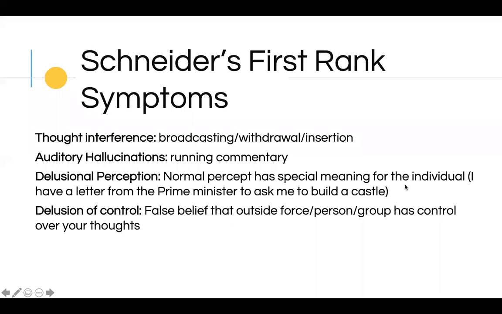So a false belief that an outside force has control over your thoughts. Delusional perception, so what have I put here? I have a letter from the Prime Minister to ask me to build a castle. So they think that they have been given an important task to fulfill by someone who is in a position of power, basically.